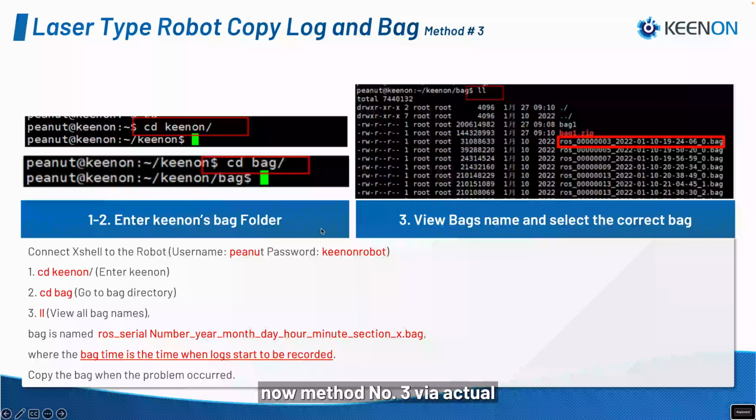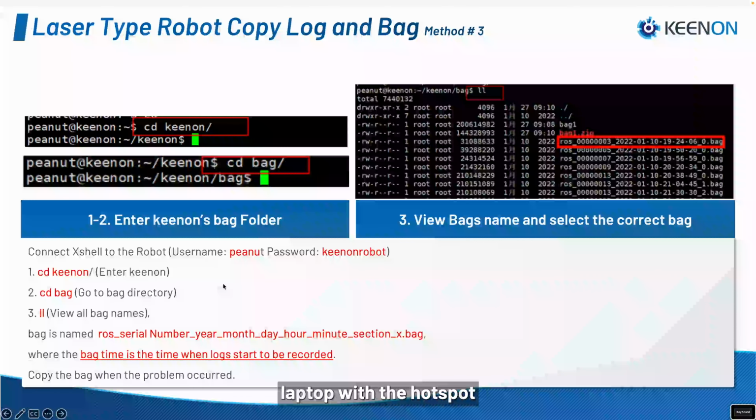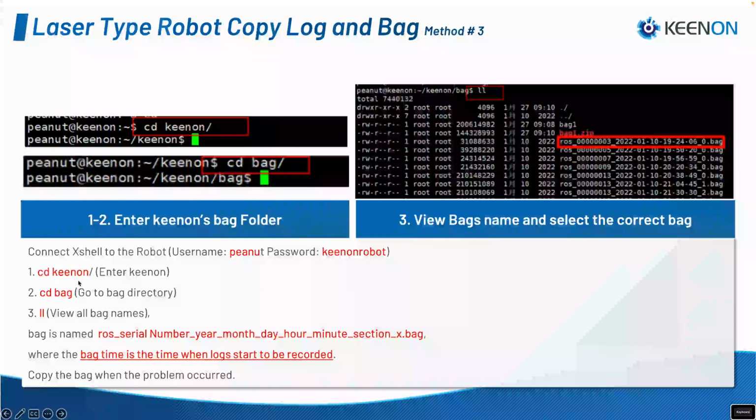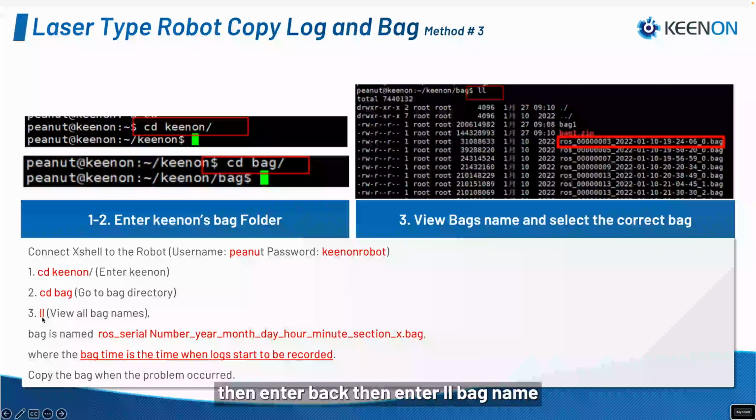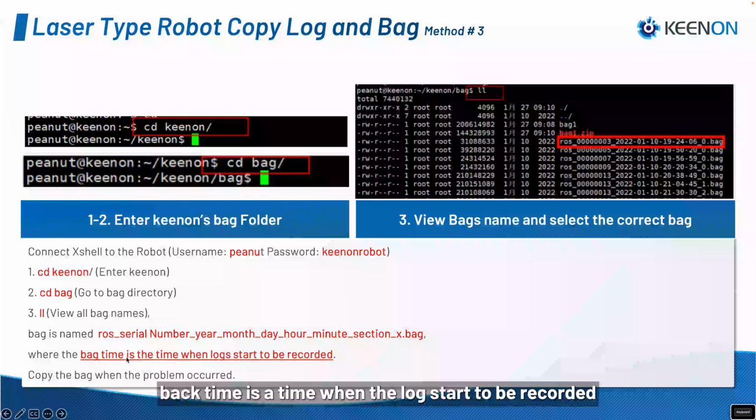Now method number three, via Excel. In this method you need to connect your robot with the laptop with the hotspot. The username is Peanut and the password is Keenon Robot. Once you enter the Excel, you need to enter the Keenon, then enter bag, then click LL. The bag named is ROS serial number, just like that, and the time slot. Bag time is the time when the logs start to be recorded.